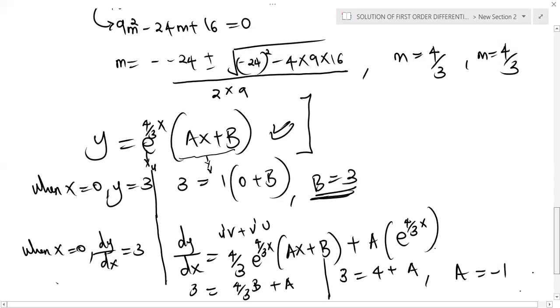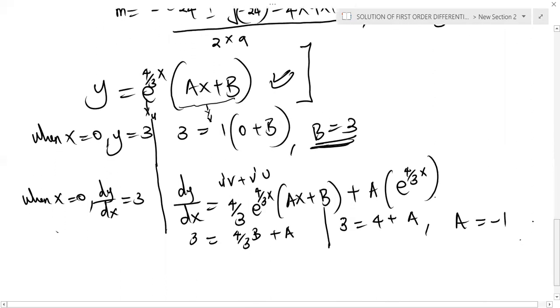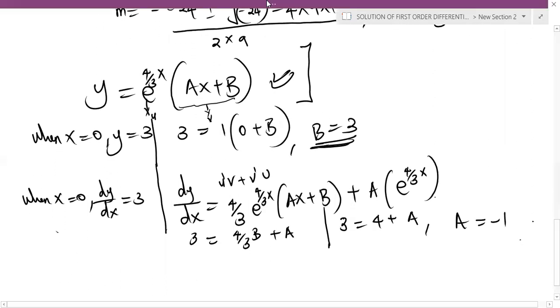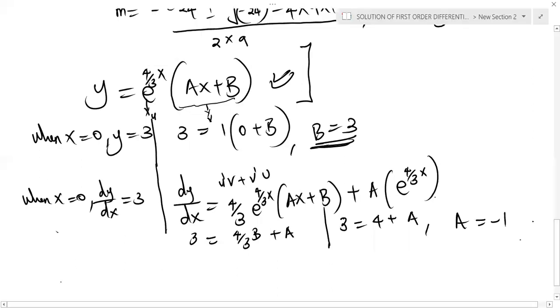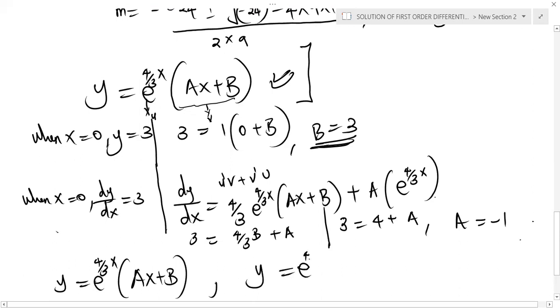So to find the particular solution, we replace the values of the constants. Our general solution was y is equal to exponential 4 over 3x into (ax plus b). Okay, so our particular solution will be y is equal to exponential 4 over 3x into, what's the value of a? -1. So (minus x plus, what's the value of b? 3). And this is our particular solution. So that's how you go about solving such.